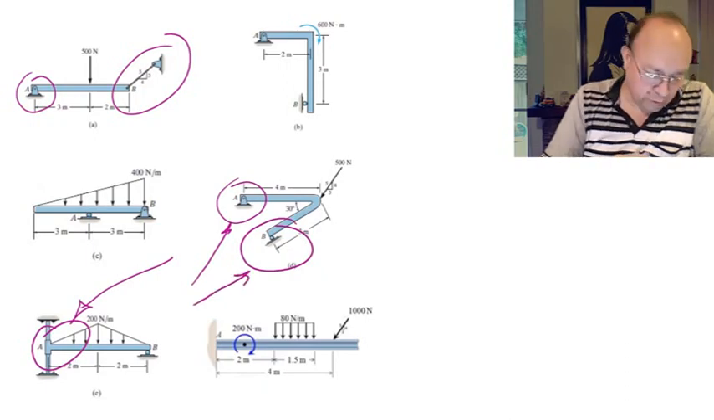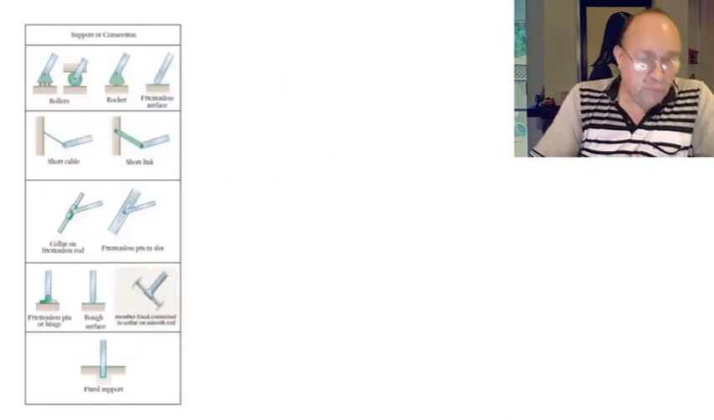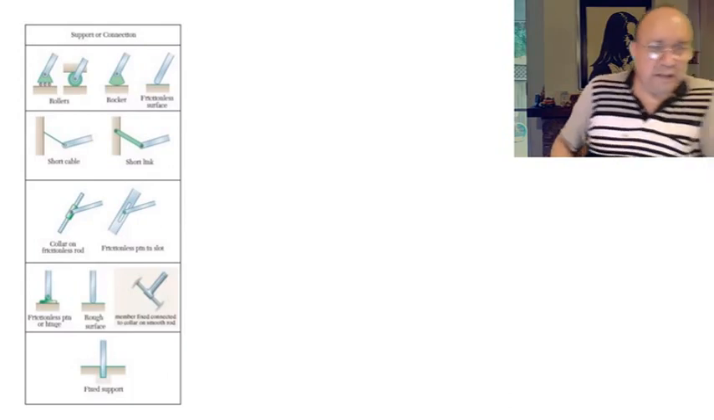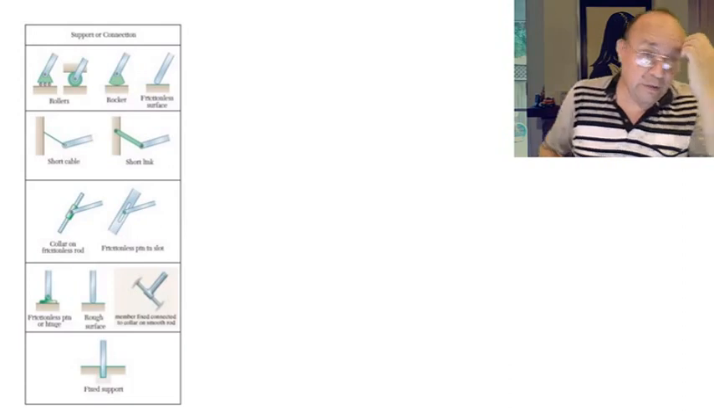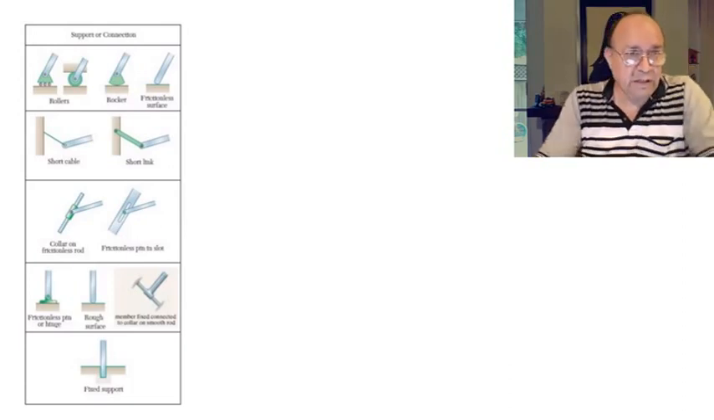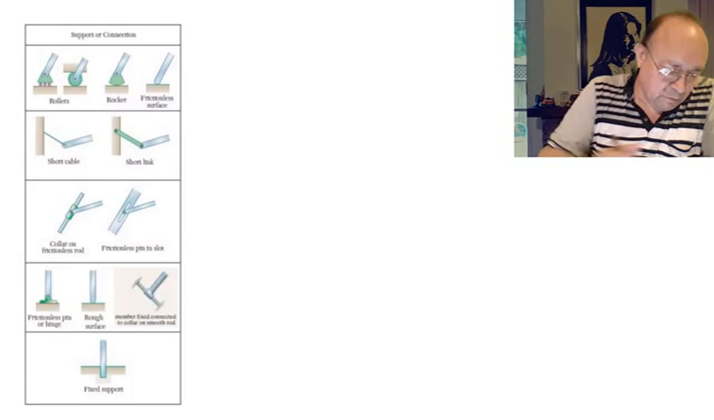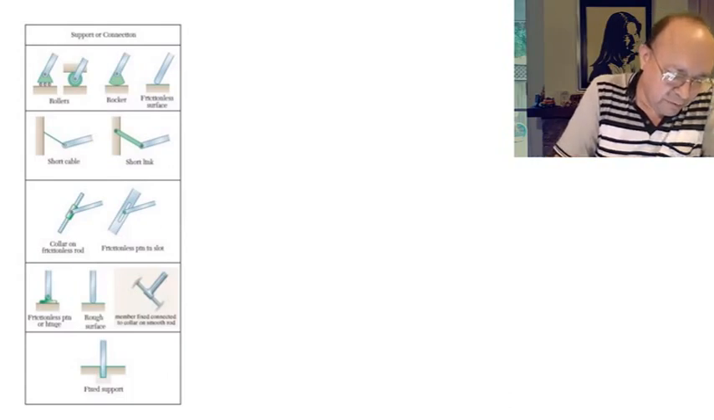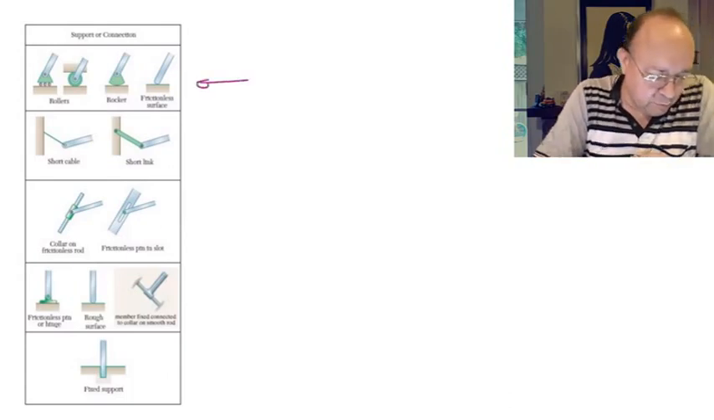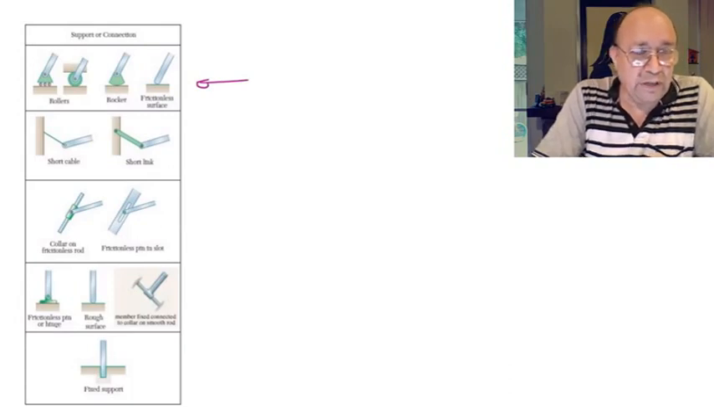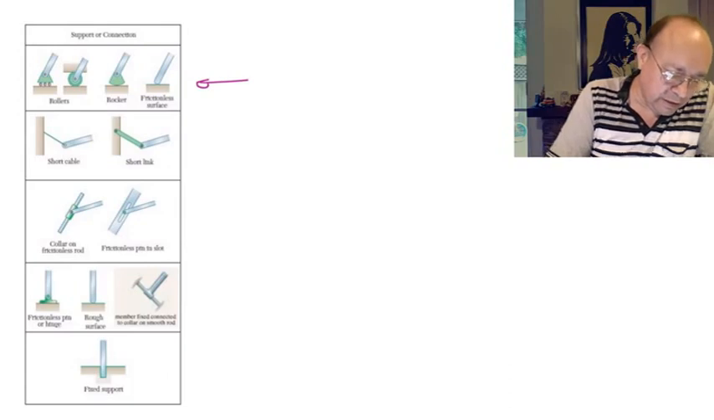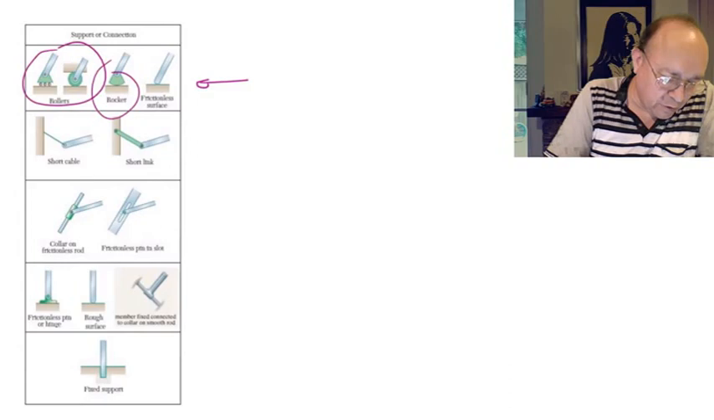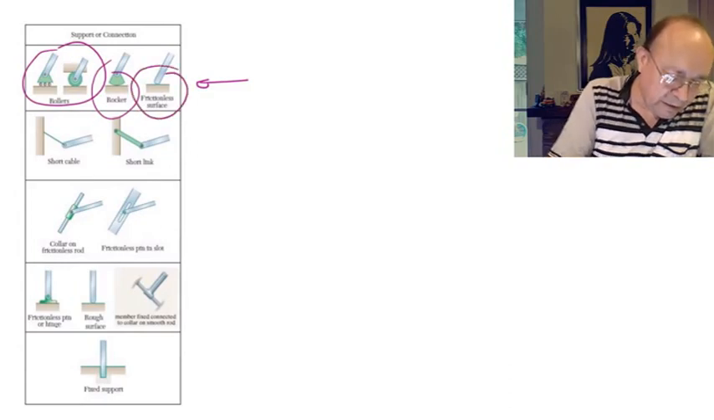Let's take a look at supports. These are various kinds of supports. There might be some others, but this is the general idea about all the supports that you might encounter. Others are going to be very similar to this. Let's take a look at them one by one. The first series of supports that you see here are supports that only create one reaction in one specific direction. These are also supports on rollers or a rocker or a frictionless surface.